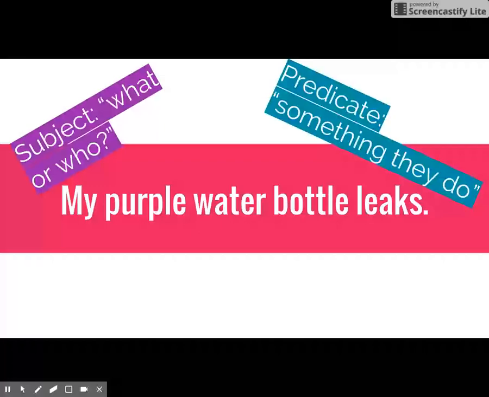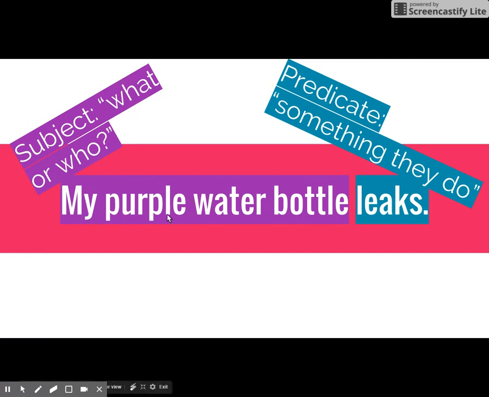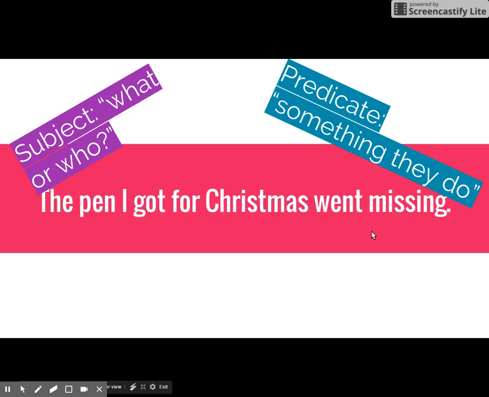Let's look at this one. My purple water bottle leaks. If you were to look at this and say, what's the subject, what's the predicate, what would you tell me? The subject is all of this in purple, my purple water bottle. That is the subject. The predicate, the thing that it does, is just leaks. So sometimes one or the other of these can be very, very short. In this case, the subject, my purple water bottle, is much longer than the predicate, which is just one word, leaks.